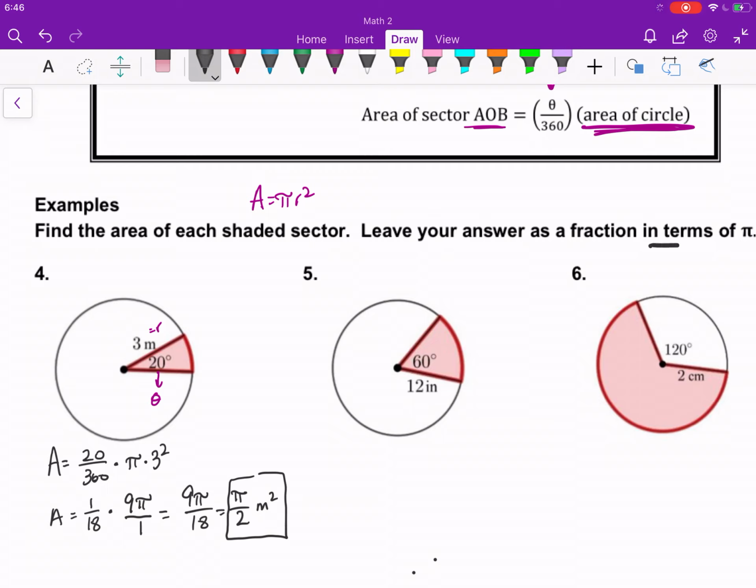Now, once again, they tell us to keep it in terms of pi. If they don't tell you to keep it in terms of pi, just type pi over 2 into your calculator, and you'll get an approximate answer. So we have the exact answer here.